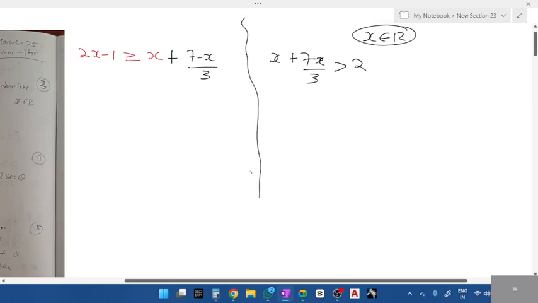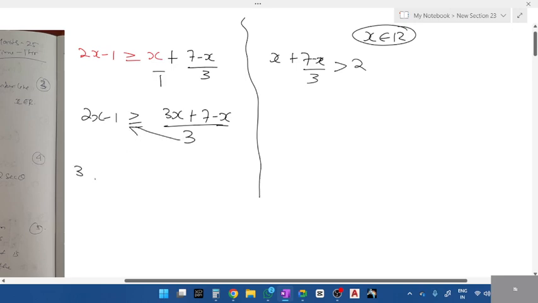Joanna will explain. Check your answers. Tell me the left one, Joanna. Root 3 is given. How will you solve this question? 2x minus 1. What's the LCM? 3x plus 7 divided by 3. And what happens to this 3? Yeah, what happens to 3?